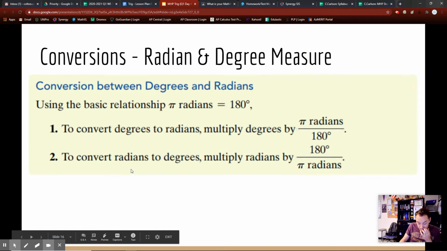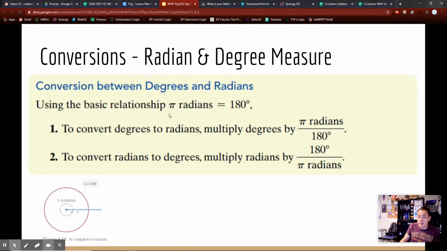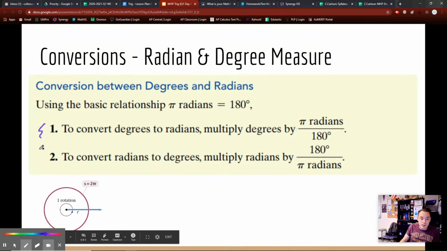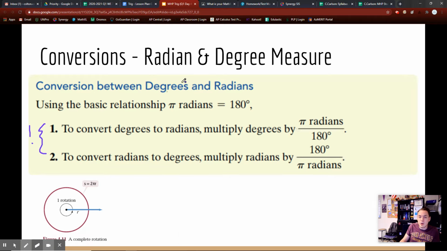Now, conversions. This is very, very important. Very important stuff indeed. I need you guys to write down this stuff because this is really what we're going to spend the majority of our time on, or at least maybe half of it. Conversions, radian and degree measure. What if I have degrees but I want radians? What if I want radians but I really want degrees? What if MathXL gives me radians but I need degrees? How can I convert between the two?